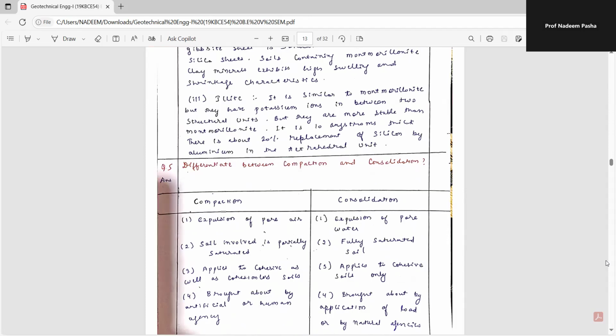Illite is similar to montmorillonite, but it has potassium ions in between the structural units. But it is more stable than montmorillonite. It is 10 angstrom thick. There is about 20% replacement of silicon by aluminum in the tetrahedral unit.